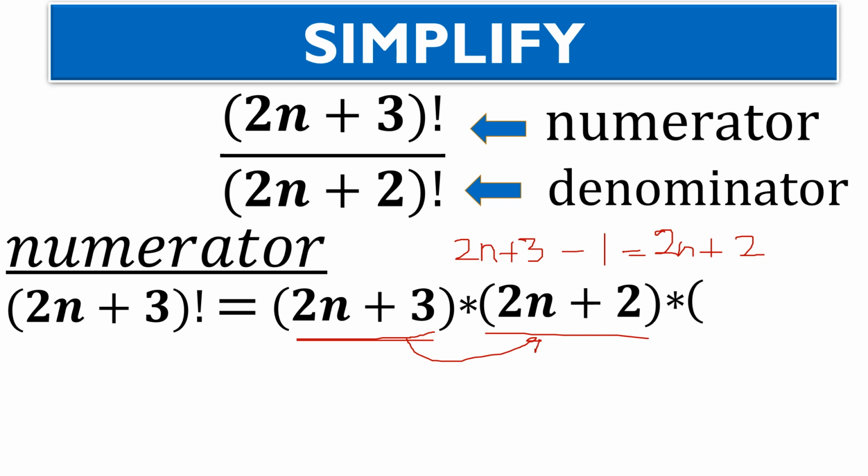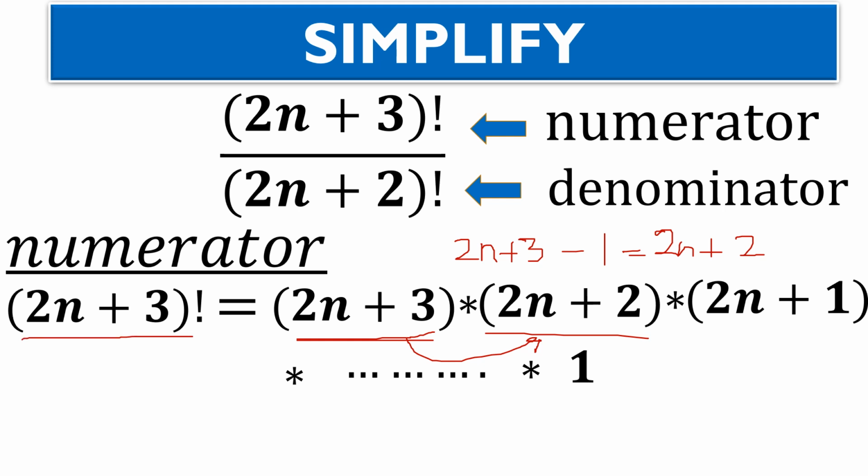And then we keep multiplying. The next value will be 2n plus 1, and we keep multiplying all the way until we get to 1. So what we have simply done is to express (2n + 3) factorial as (2n + 3) times (2n + 2) times (2n + 1) all the way down to 1.